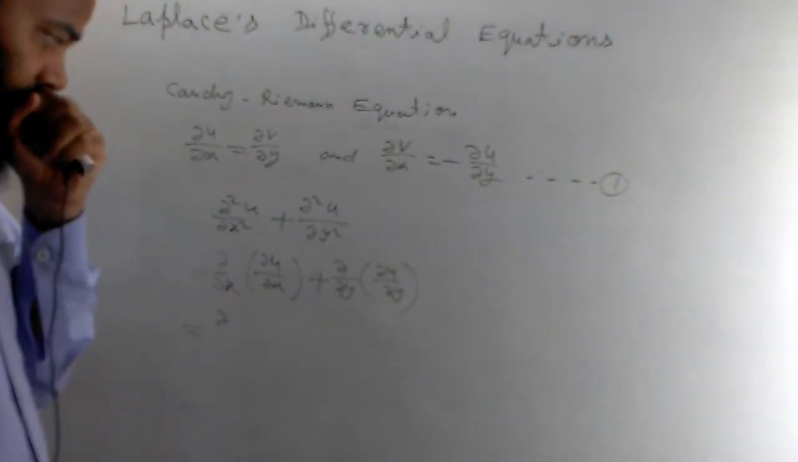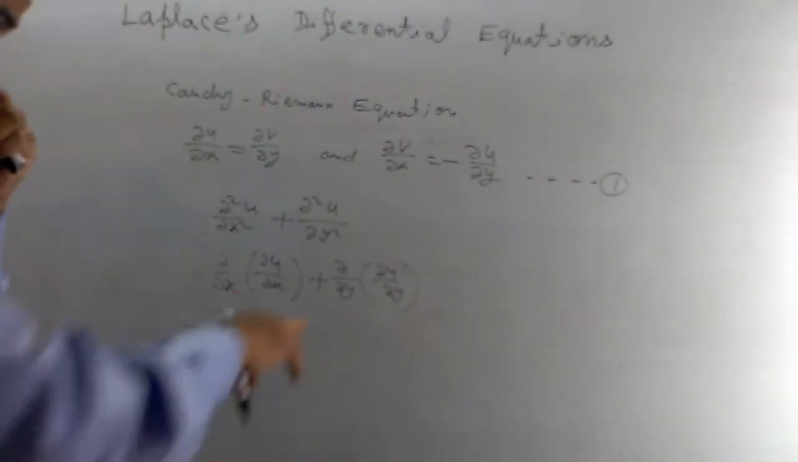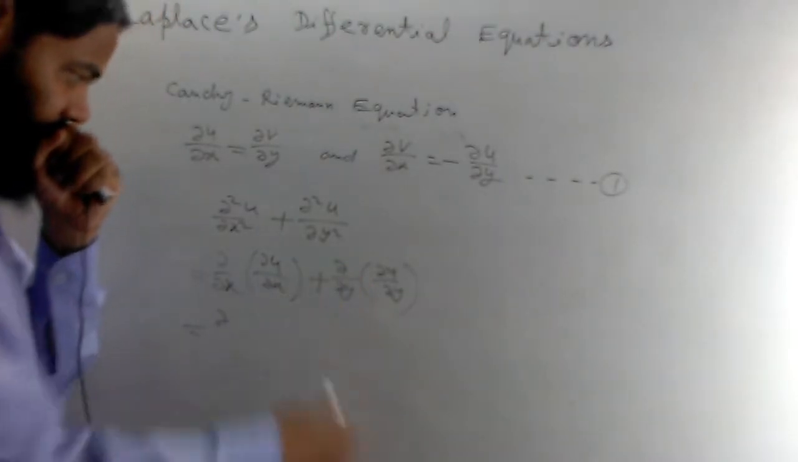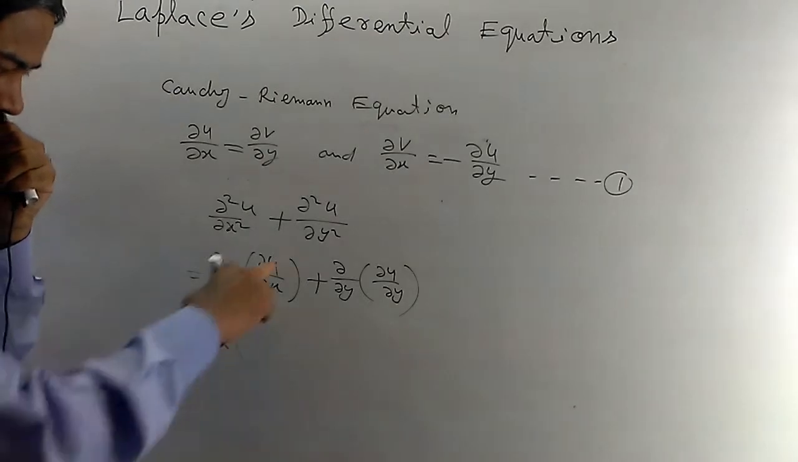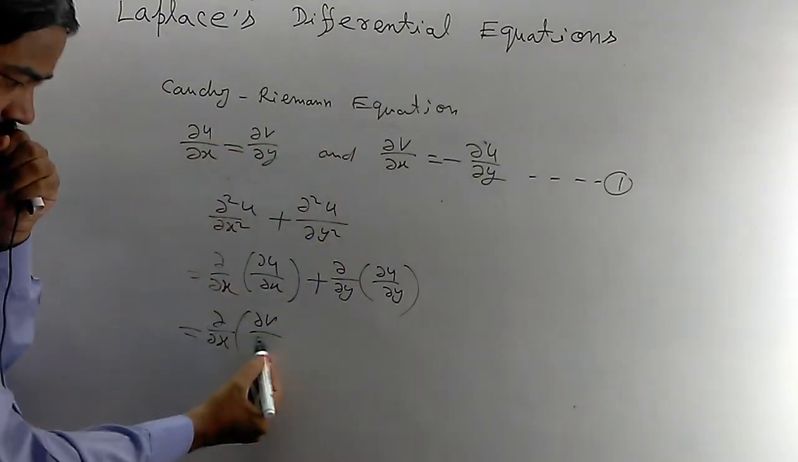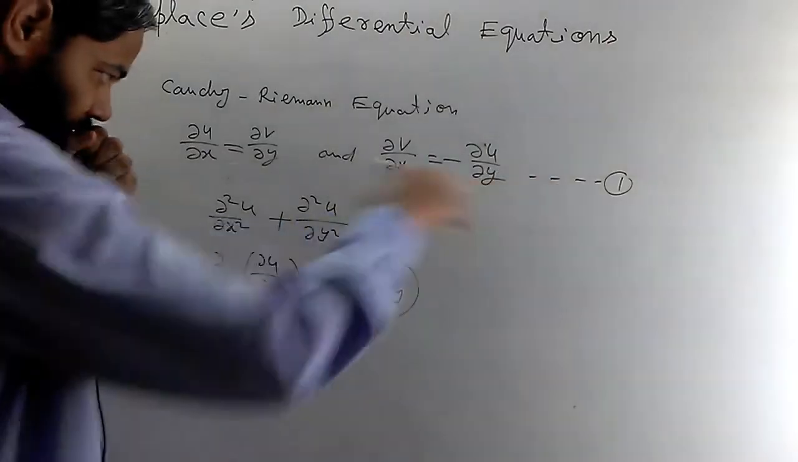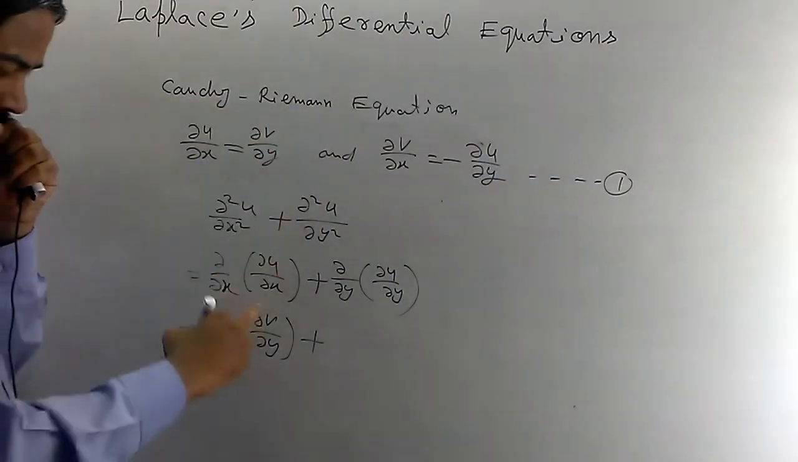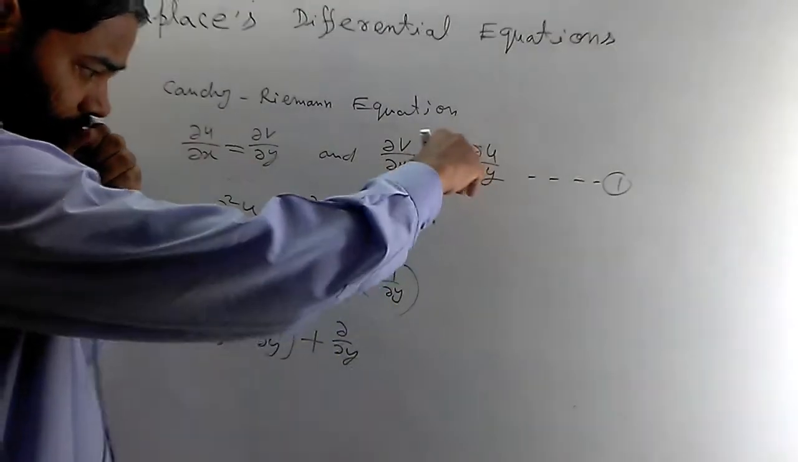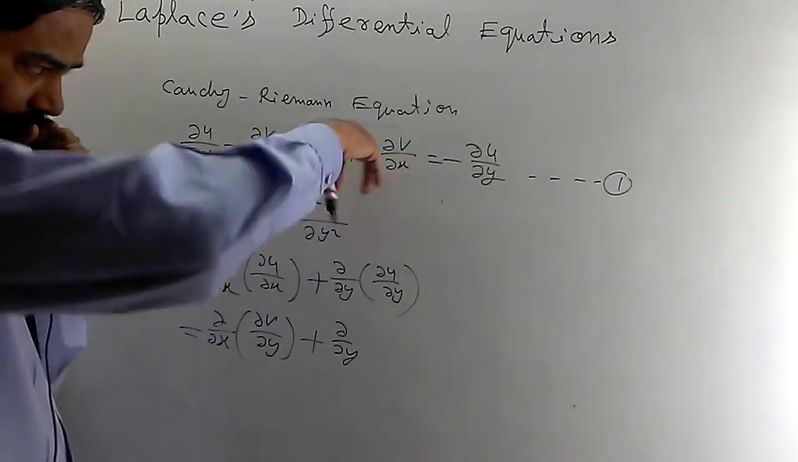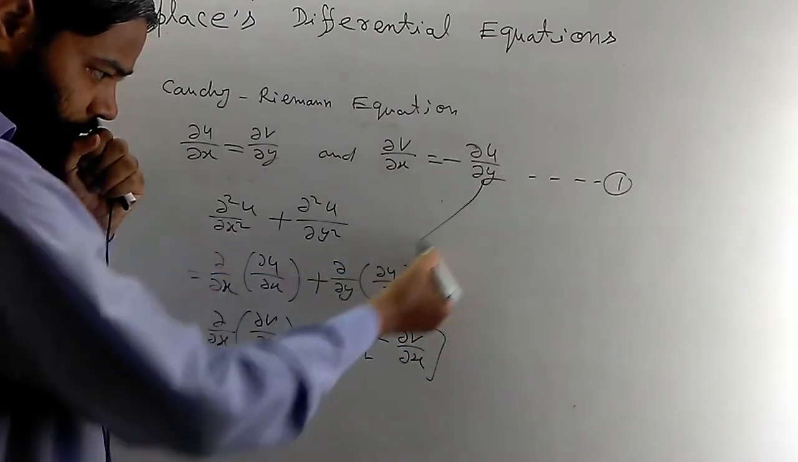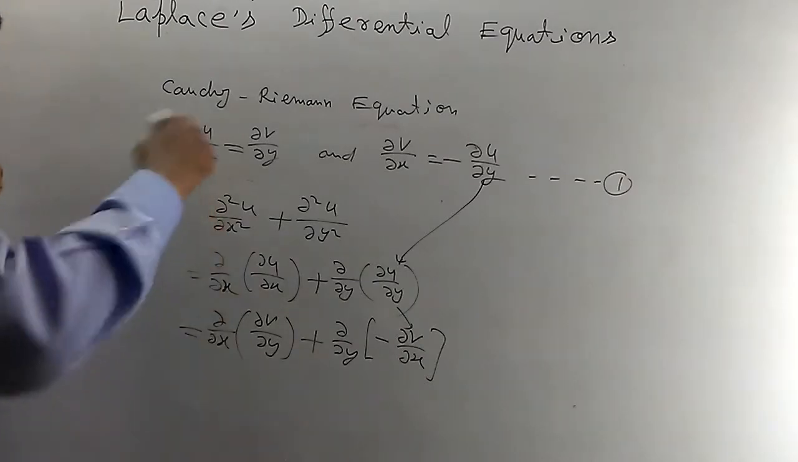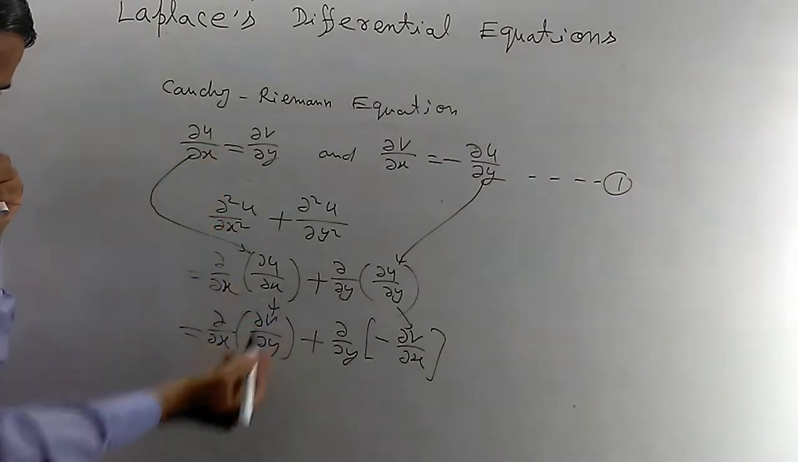By the Cauchy-Riemann equations, we can write these values as follows. Del u over del x can be written as del v over del y, by equation number 1. Similarly, we write del u over del y by transposing the minus sign to the left hand side, and we get minus del v over del x. We put this value from equation number 1.